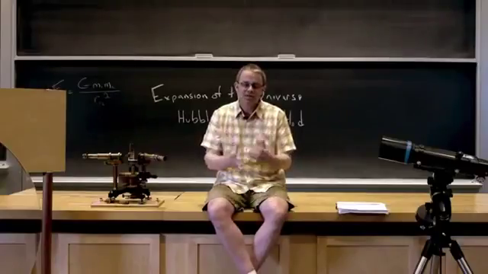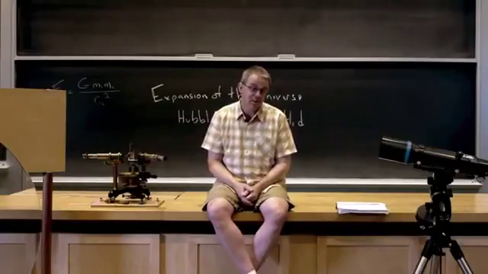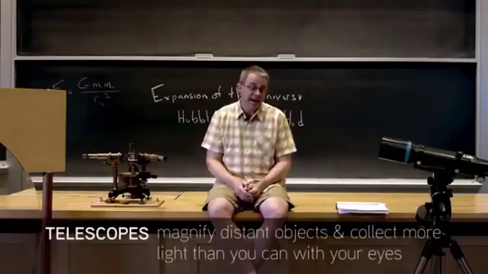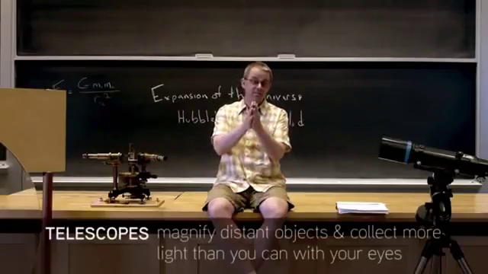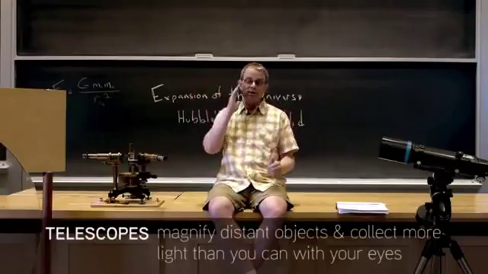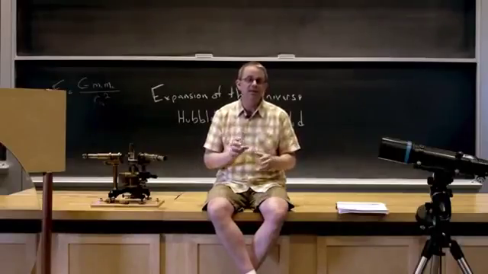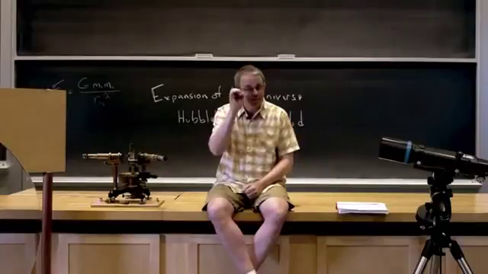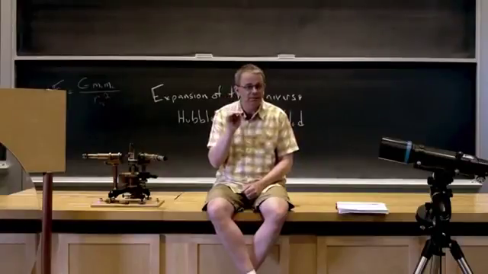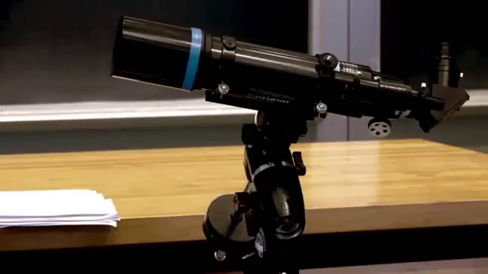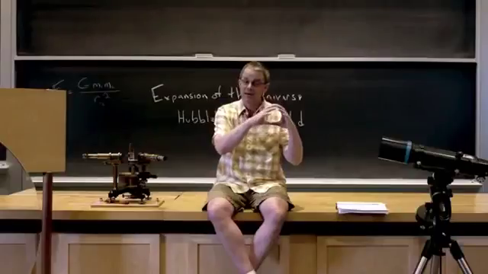A next stage of this is to build things like telescopes. Telescopes both magnify distant objects and make them appear larger than they would just to your eyes. But telescopes also let you collect more light than your eyes would. Your eyes have a very small aperture and let in only a little bit of light. Using a telescope like this is like having an eye that's about that big.